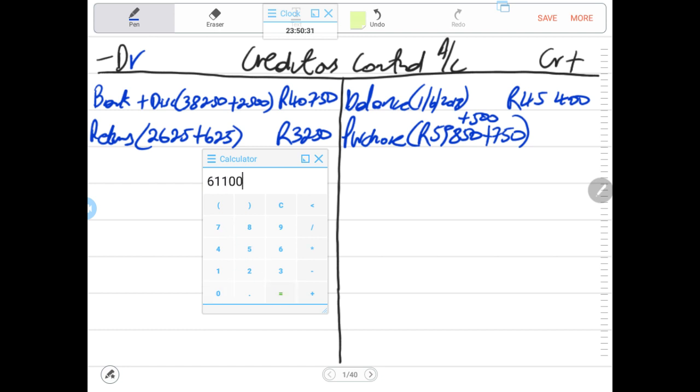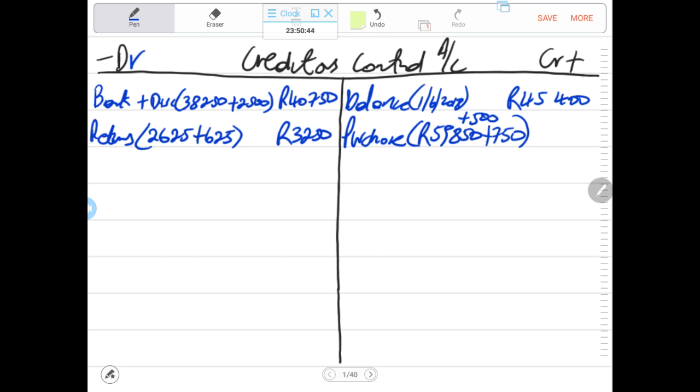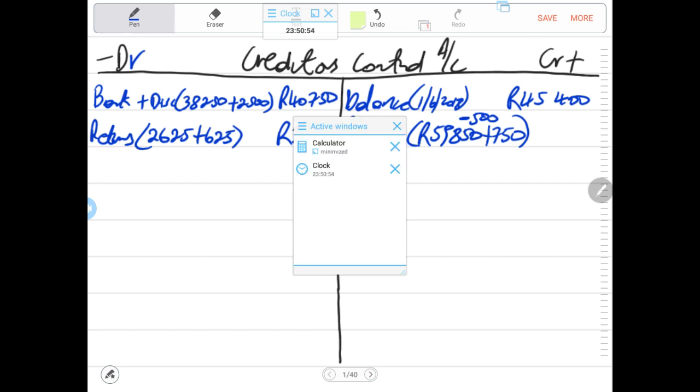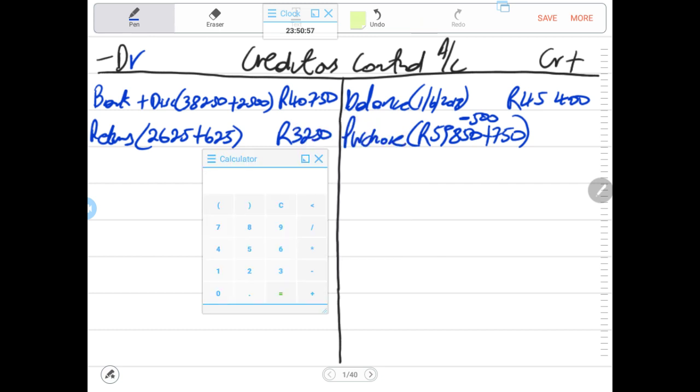Then this gives us a total of 61,000 or 60,000. Just to verify. Okay, let us check. That is not a plus, that is a minus. So you have already identified that one. It was overcasted. Our purchases were overcasted in terms of the total, so this becomes a minus. It is 59,850 plus 750 minus 500.